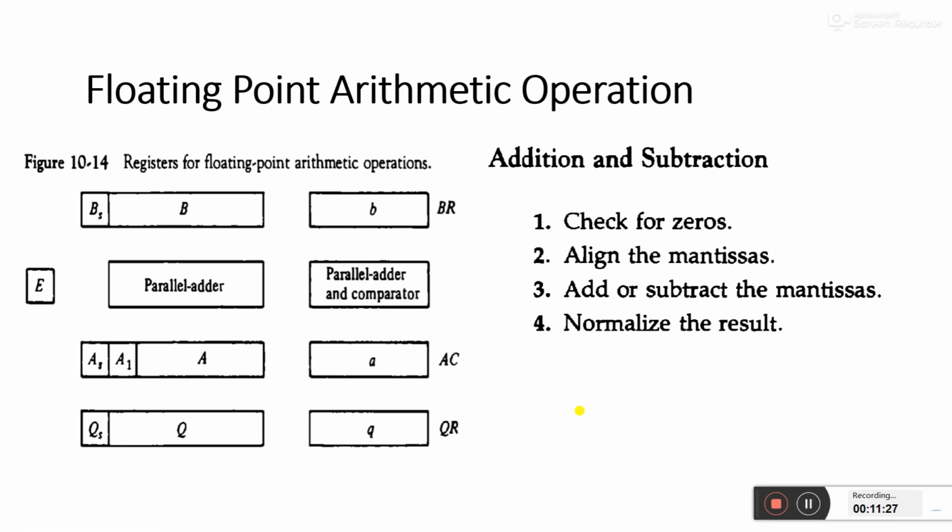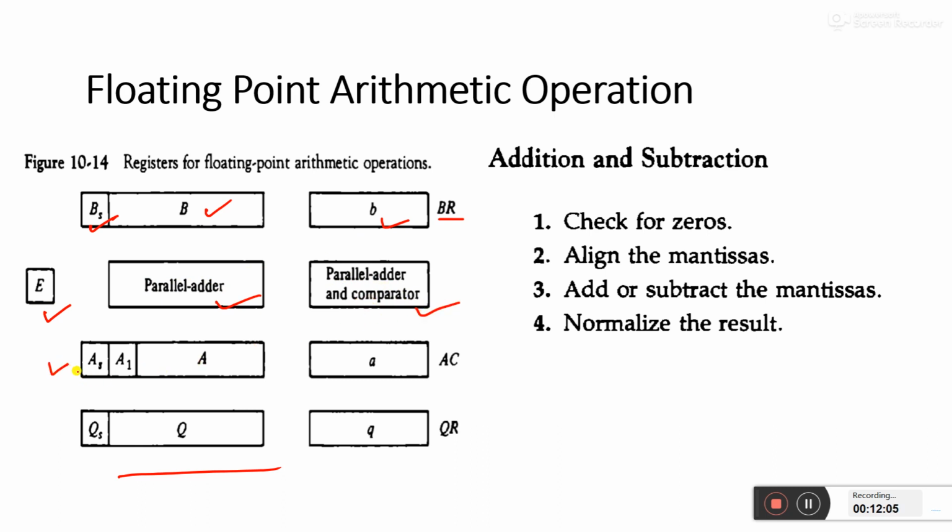So I will tell you that this is my hardware used for the arithmetic operation. You just need to cram it or write it or learn it. The B register: BS is for the sign bit, B is for the mantissa, and this small b is for your exponent. So the complete register makes the BR register. Similarly, E is my flip flop, and a parallel adder and comparator are there because we need to compare.